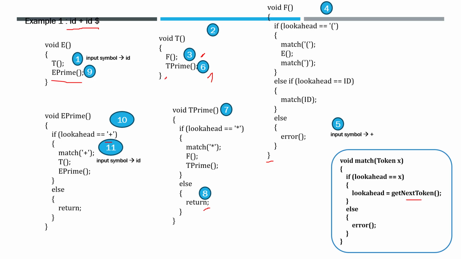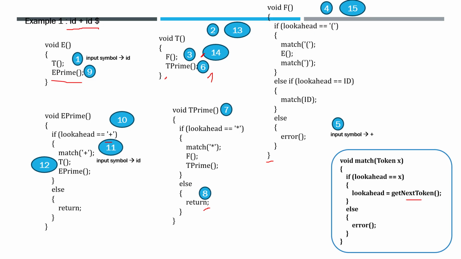What is now the look ahead? It is ID. Okay. Now what is the next one? We have T. From here it calls the T procedure. In that the first line is F. So F procedure is called. It goes to the F procedure here.